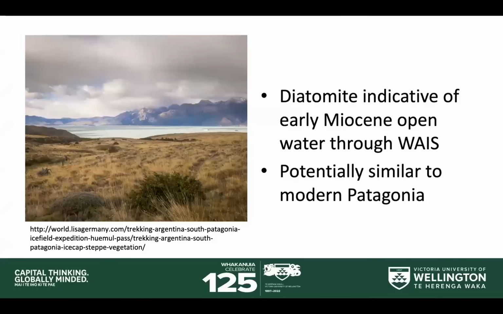So this diatomite is indicative of open water during the early Miocene over a large part of where the West Antarctic Ice Sheet now lies. And if we pull that together with the signatures from the biomarkers, we're suggesting that this region of the Eastern Ross Sea would have looked somewhat similar to what modern Patagonia looks like today. So subpolar, with some shrubs and some grasses, but not a whole lot of vegetation.